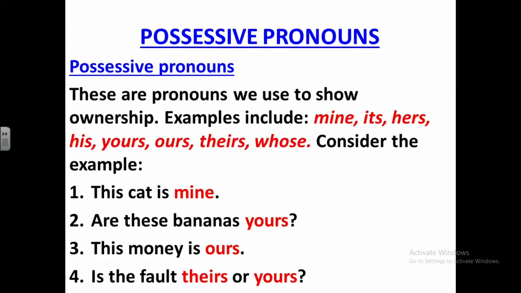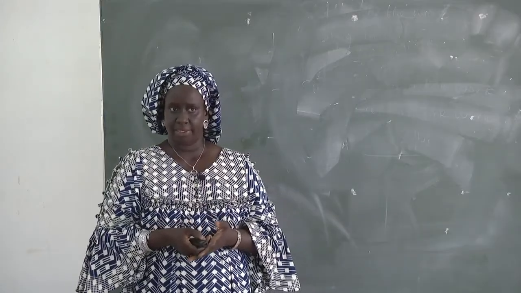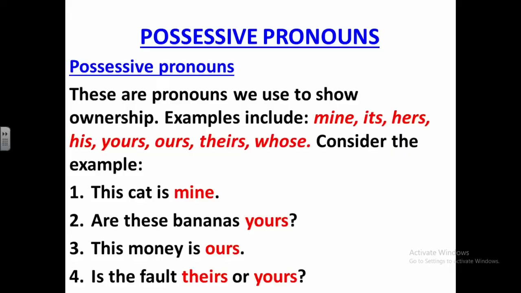Okay. Another type of pronoun is possessive pronouns. These pronouns are used to show ownership. Possessive pronouns are used to show ownership, and they include mine, his, hers, its, yours, ours, theirs, and whose.